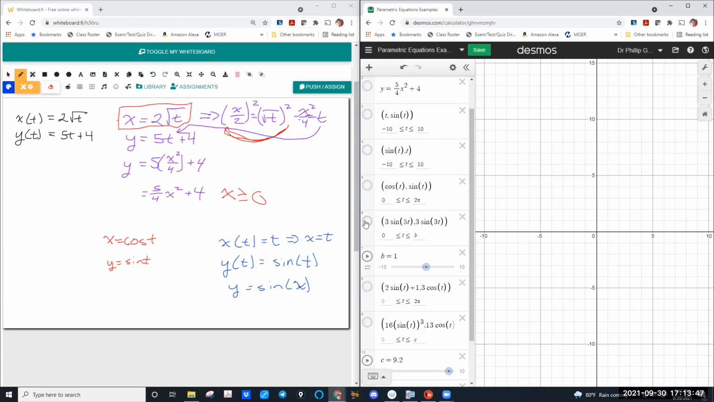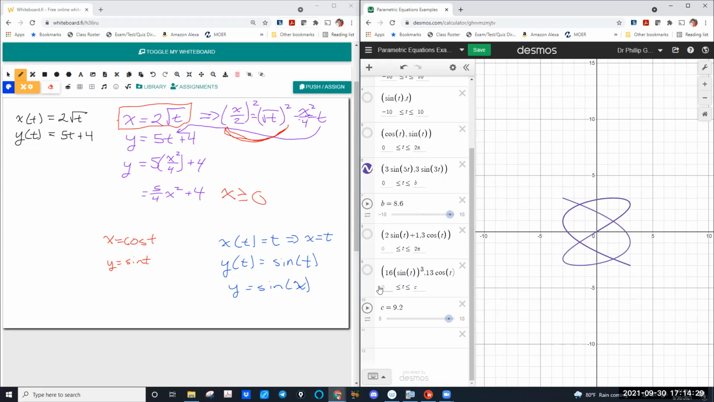Let's look at some interesting graphs. This is kind of cool. This is 3 sine of 5t, 3 sine of 3t. Again, we can't graph this in rectangular. Let's see what happens as we move b along. We get more and more of the graph until it starts repeating itself. At this point, you're not seeing anything else drawn. It started repeating itself. This is definitely something we can't do with a function. We certainly can't have a function that overlaps itself. So these are the kind of things that we can do with parametric equations.